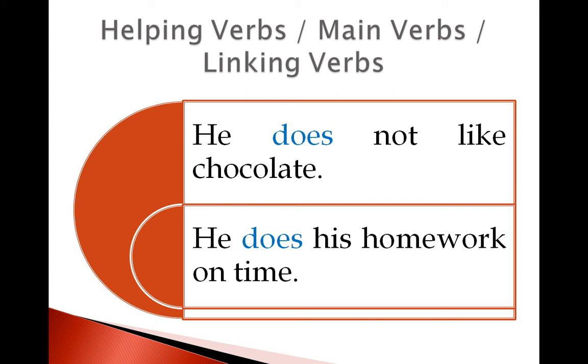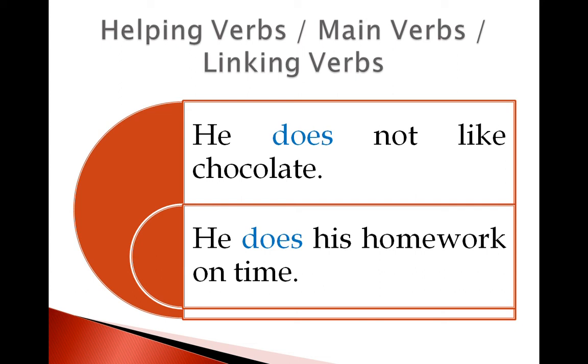He does his homework on time. He is the subject. Does is your verb. It could be either a helping verb or a main verb depending upon whether it's followed by another verb or not. So let's try to find another verb after this, which is not there. He does his homework. He is the subject. Does is the main verb because it's not followed by another verb in this sentence.